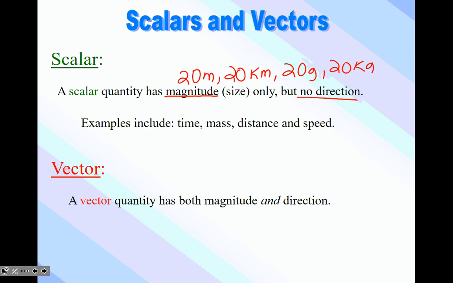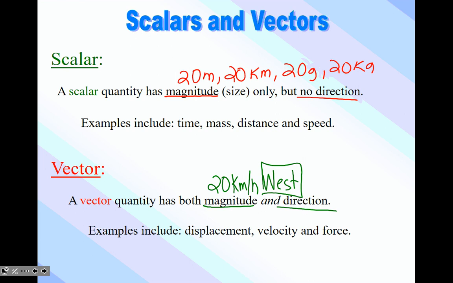A vector quantity has both magnitude and direction. So that's important, and this is important. So this would be 20 kilometers an hour west. We have a direction here. Examples include displacement, velocity, and force. Now we don't know all of these yet, but we're going to spend some time today on displacement and velocity.